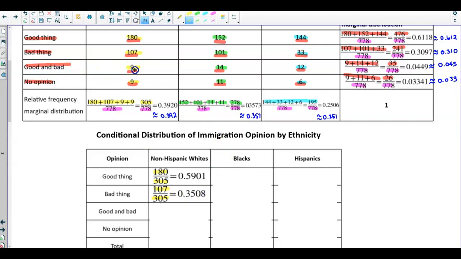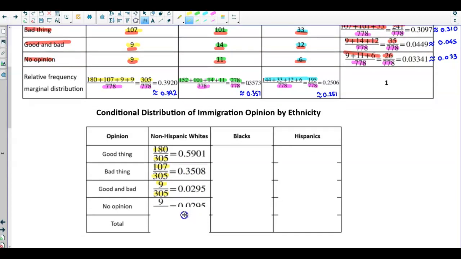The amount for good and bad for non-Hispanic whites was 9, and we're dividing it by that total of 305 to give us 0.0295. And then the last one, we're going to take 9, which again is the no opinion, divide that by the total in that column of non-Hispanic whites of 305, which gives us 0.0295. Okay, and then when we add those numbers together, it's going to give us 1.